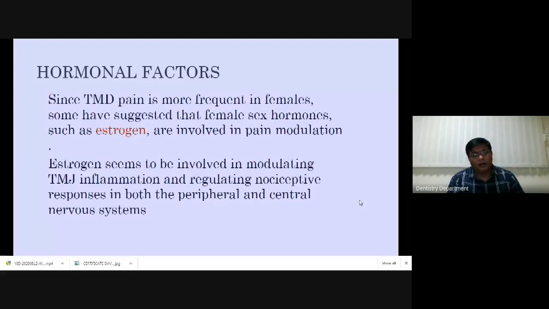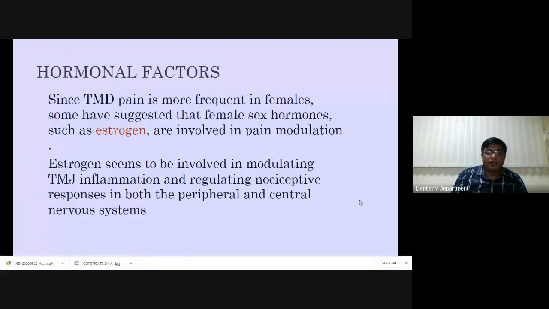Is there a hormonal influence? Since TMD is more frequent in females, some have suggested that female sex hormones such as estrogen are involved in pain modulation. That is, estrogen seems to be involved in modulating TMJ inflammation and regulating nociceptive responses in both the peripheral and central nervous system. So, is there a level of estrogen which causes this TMD pain?